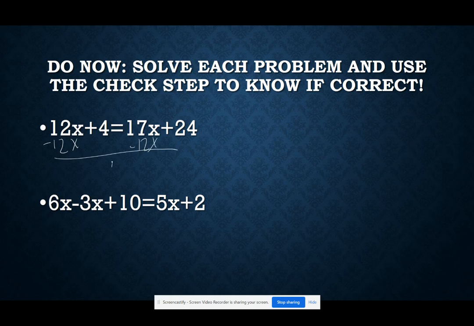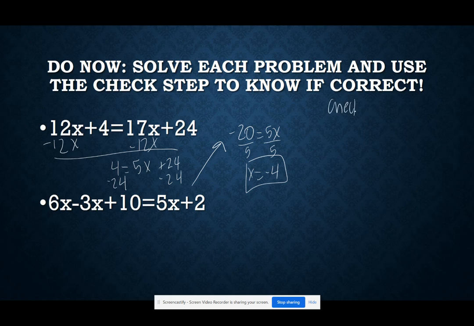And I get 4 equals 5x plus 24. We want to get the x alone, so we subtract 24 from both sides. And we get negative 20 equals 5x. Divide by 5. And I get x equals negative 4. All right, that's my answer. Let's see if I'm right using my check step. So I write check step.